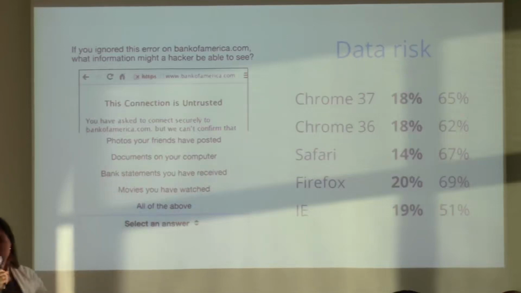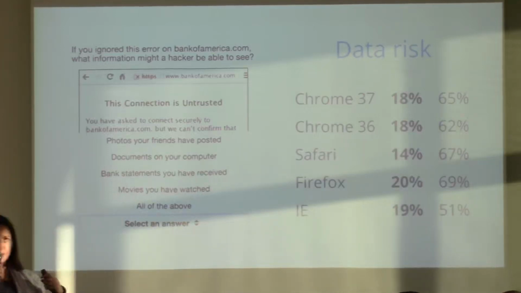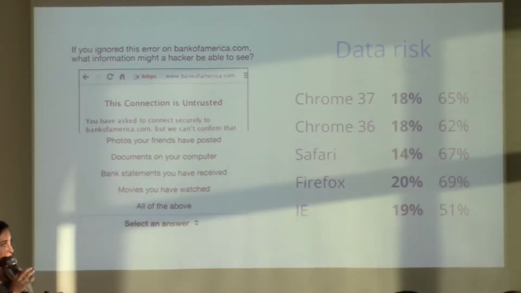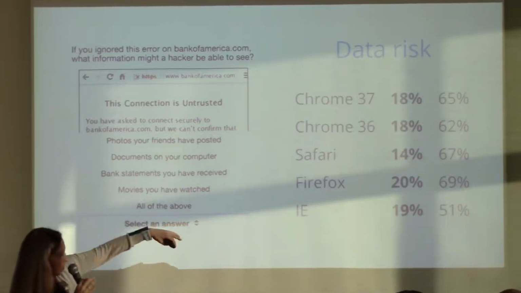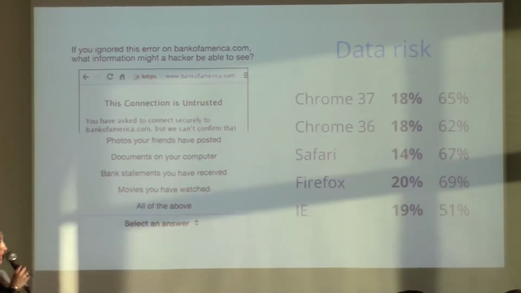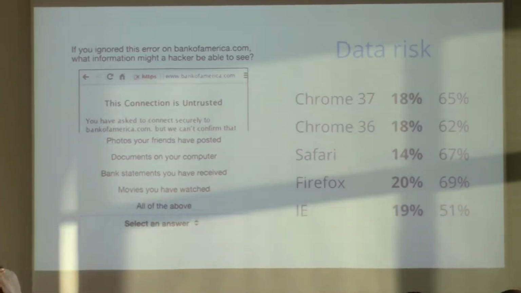And we asked the same question for different types of websites. We asked it for Facebook, we asked it for, I think, some Amazon, some streaming services, etc. And consistently, for all the different types of websites we asked about, people tended to overestimate the risk. The correct answer is bank, and in this, you can see, between 14 and 20% of people chose the bank statements, but a majority of people chose everything. They thought everything was at risk.